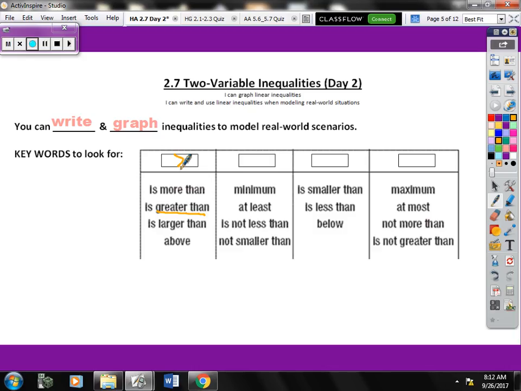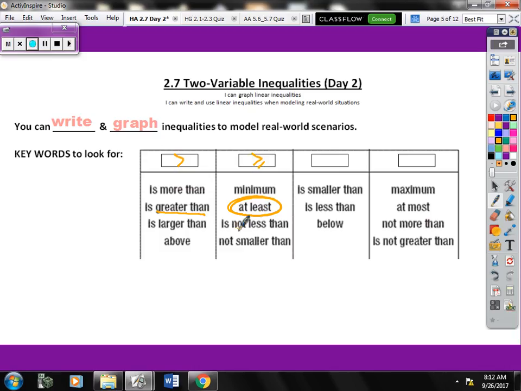Now the next one, minimum, at least. This is the word that a lot of students get thrown off by. Is not less than, not smaller than. What symbol would I pick to represent those words? I choose less than or equal to, greater than, or greater than or equal to to represent all of those words. Ashley? Greater than or equal to.